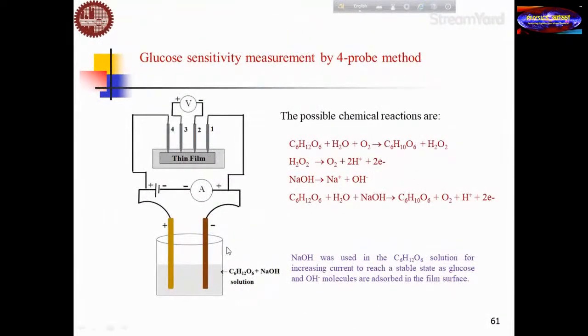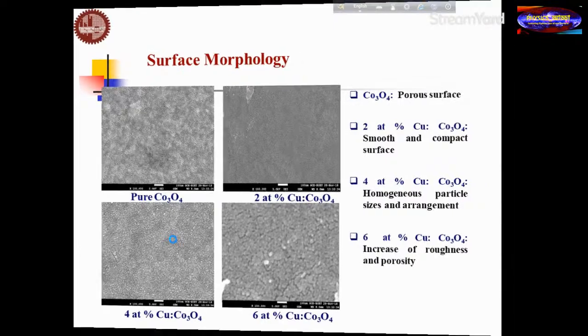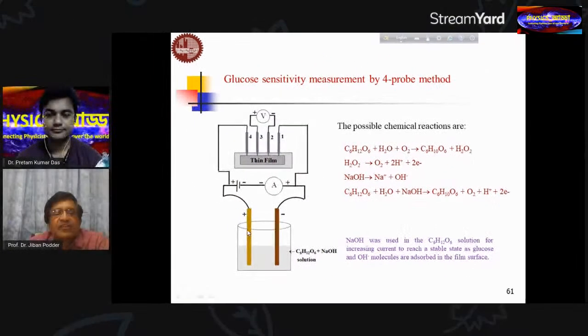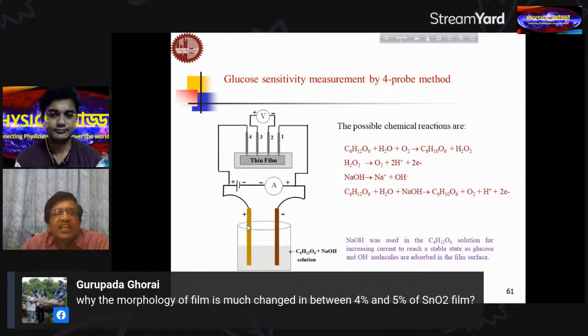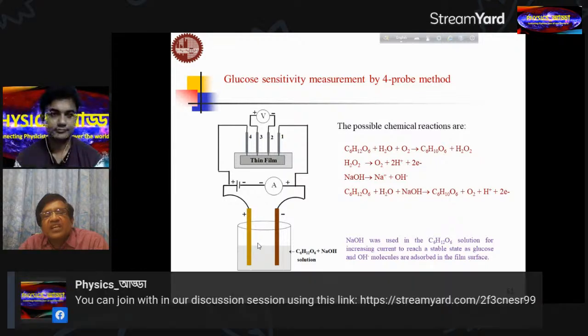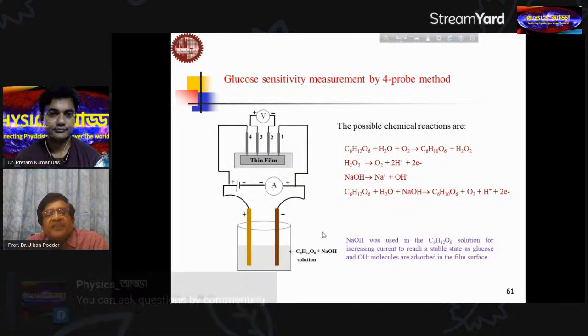Next, our target is the as-deposited cobalt oxide films and copper-doped cobalt oxide films. Here you see the 4-probe method in the presence of the solution, with 2 electrodes, copper and zinc, and here is the film. We measure in an indirect way: without glucose there is a connection through the film, and in the presence of glucose there is a deviation. Sodium hydroxide is used to accelerate the glucose solution.